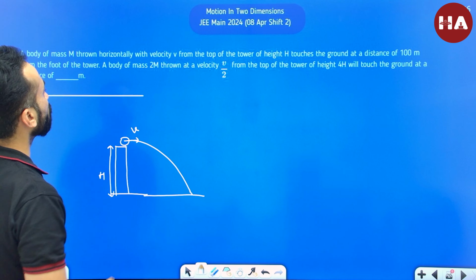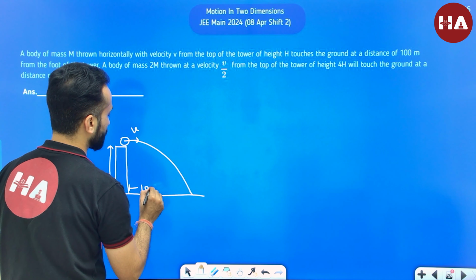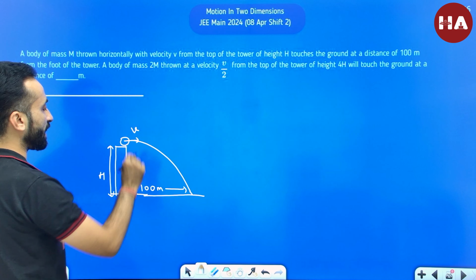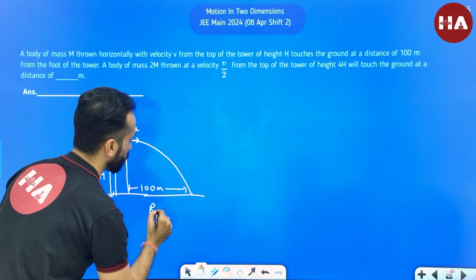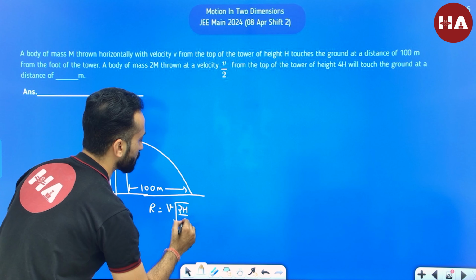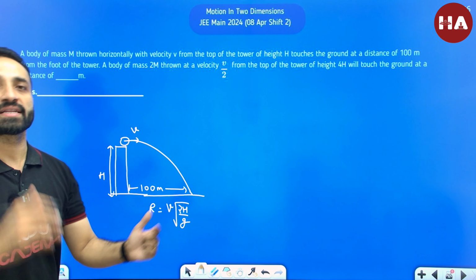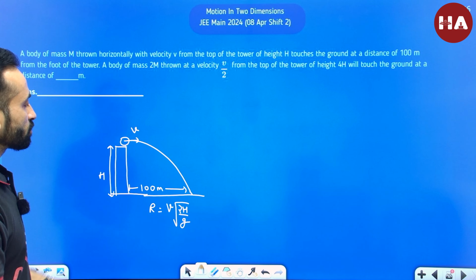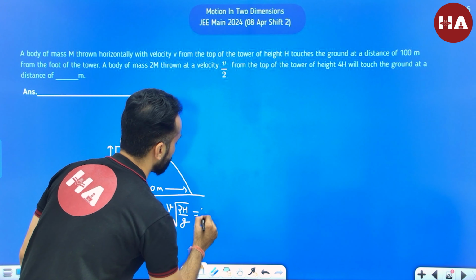So we are talking about the range. This range is given as 100 meter. Now this is a question of a horizontal projectile. We do understand that the range is going to be how much, my dear students? V under root of 2h by g. Why so? Because the velocity is v and the time of fall is root 2h by g. So this range is given to be 100 meter.